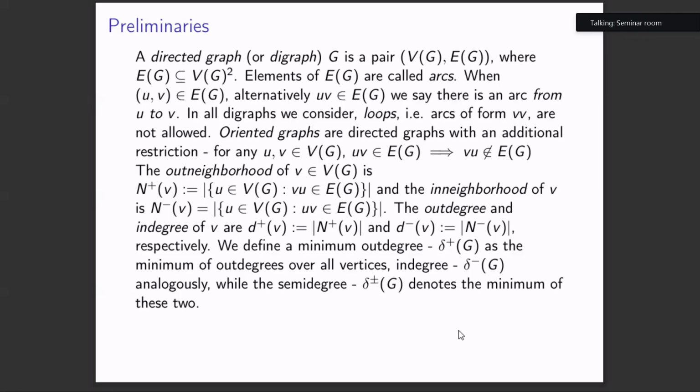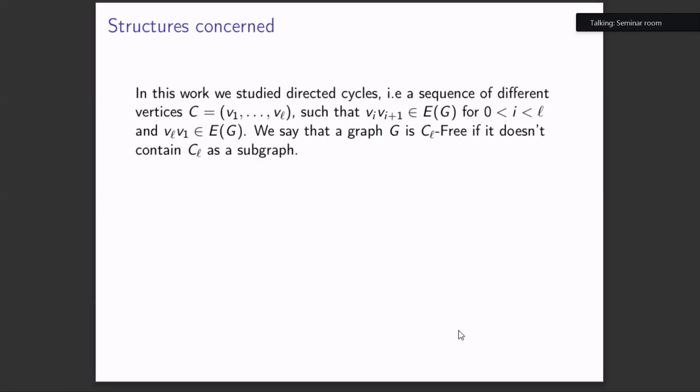Okay, so I think the preliminaries are defined. Now let's get to the structures we'll be discussing. As the title suggested, we'll be considering mainly cycles, in fact directed cycles, which are basically a sequence of different vertices such that there is an edge from every previous one to the next, so from Vi to Vi plus 1. And of course, also from the last to the first, because it's a cycle.